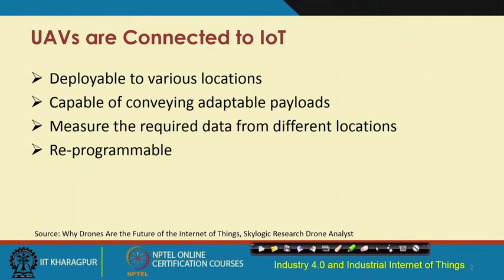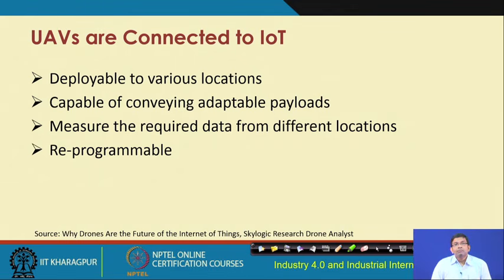The use of single UAVs is quite common. Use of swarms of UAVs, connected UAVs, is also becoming quite popular, because these connected ones can achieve certain tasks in a much more efficient manner than the single UAVs. So, UAVs could be deployed in various locations, in the power plants, in the manufacturing plants, in the different industries and so on. They would be capable of conveying adaptable payloads depending on the requirements. Different payloads could be adjusted, adaptable payloads could be carried by these different UAVs.